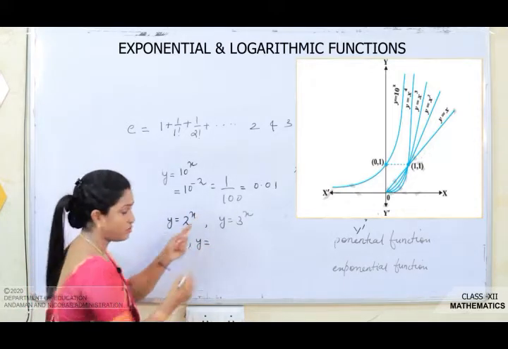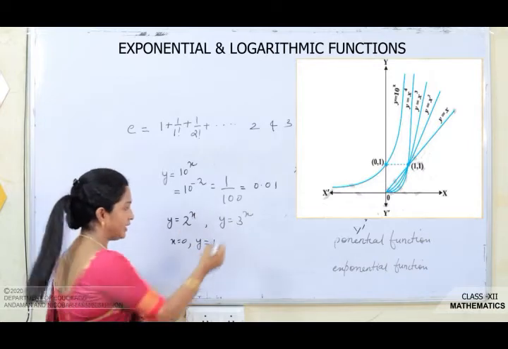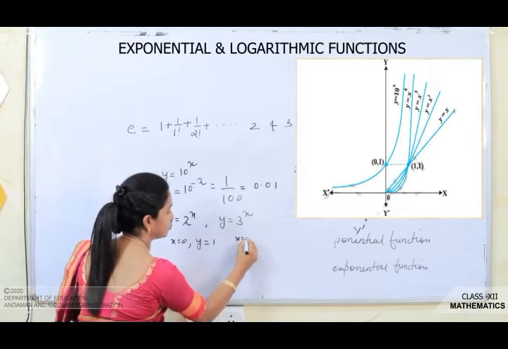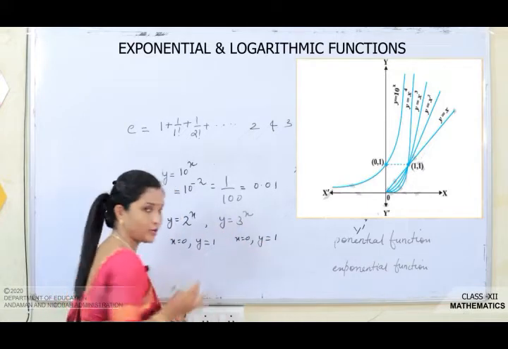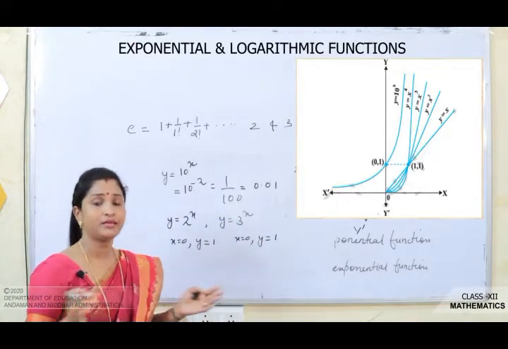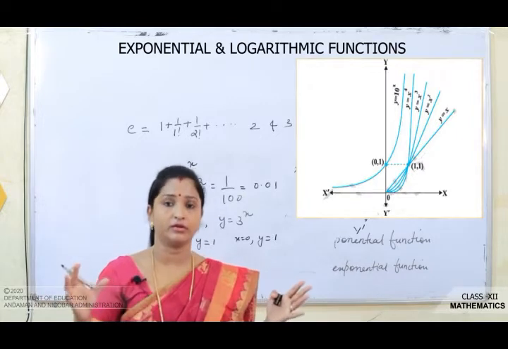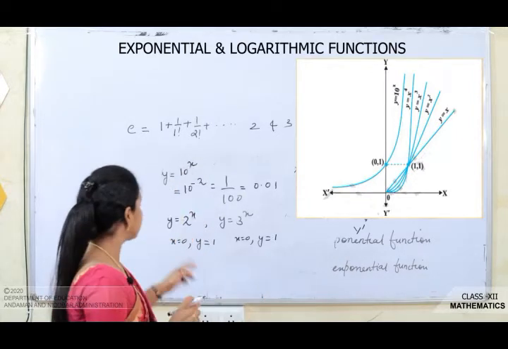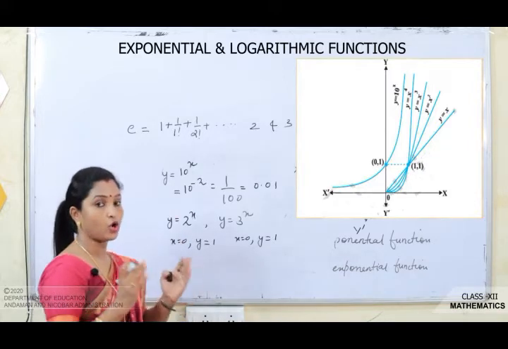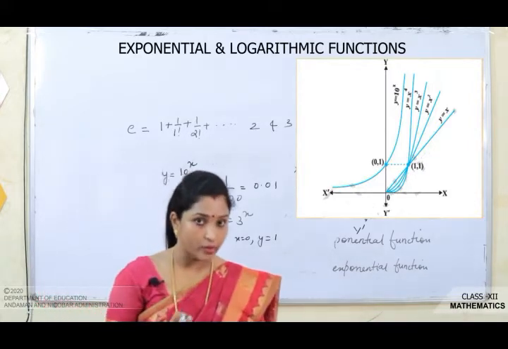2 to the power 0, that is 1. Here if you take x is equal to 0, again what are you going to get as the value of y? Again 1, 3 to the power 0. That means for any exponential function, if you take the value of x as 0, because we know that a constant to the power 0 is always 1, okay?